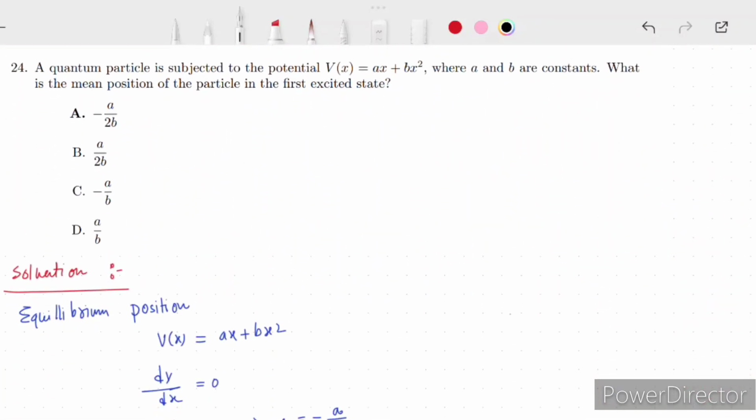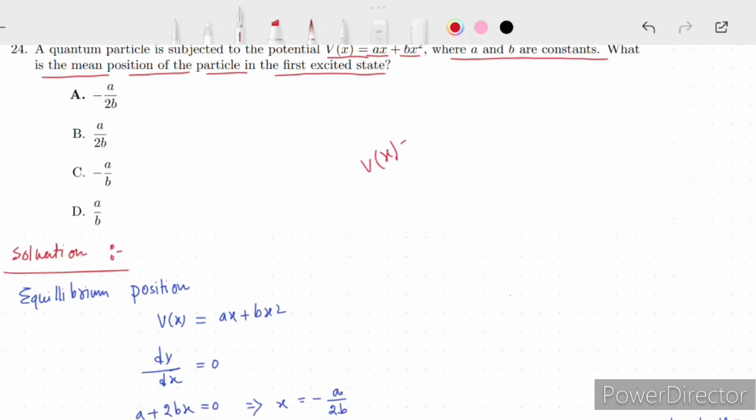Okay, next we go to question number 24. This is another very good question. A quantum particle is subjected to the potential V of x equals ax plus bx square, where a and b are constants. What is the mean position of the particle in the first excited state? Notice the potential: this is a linear term, and this is a quadratic term.